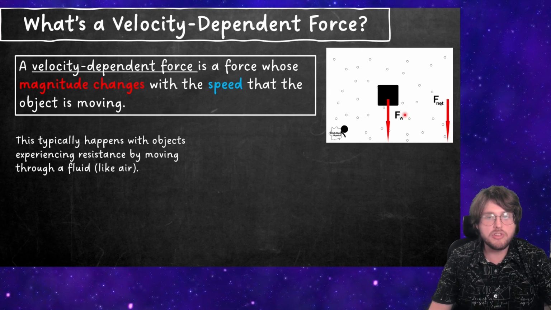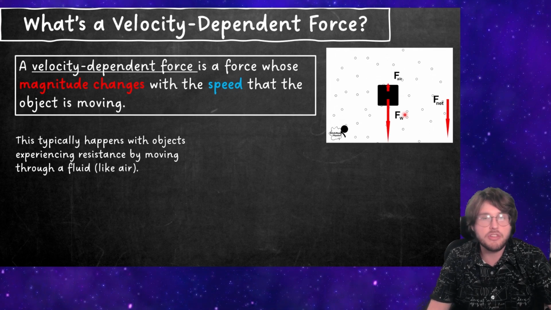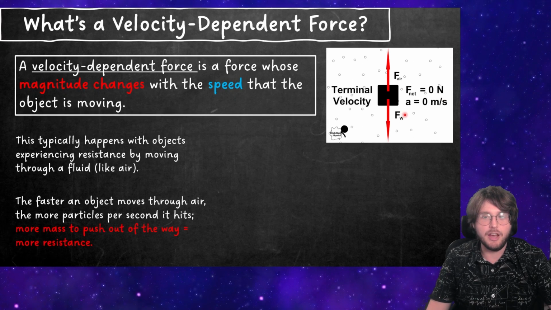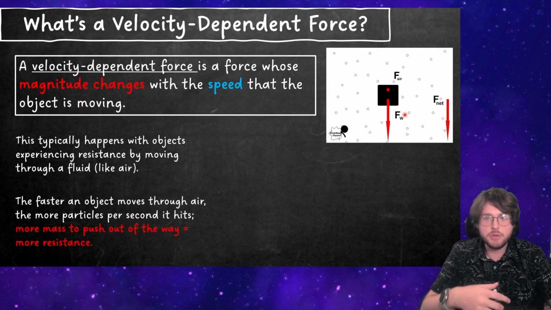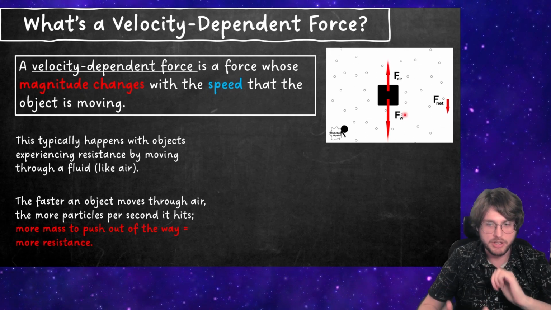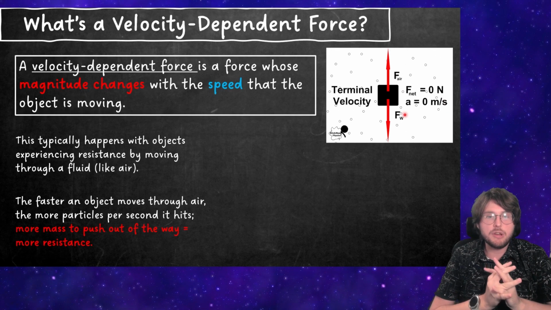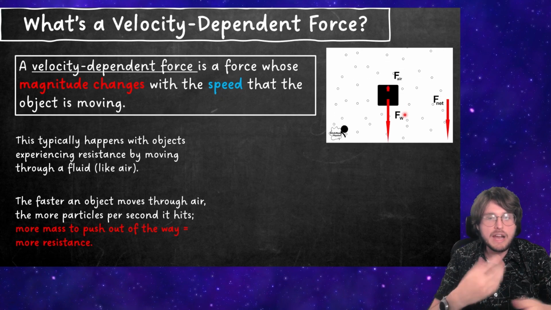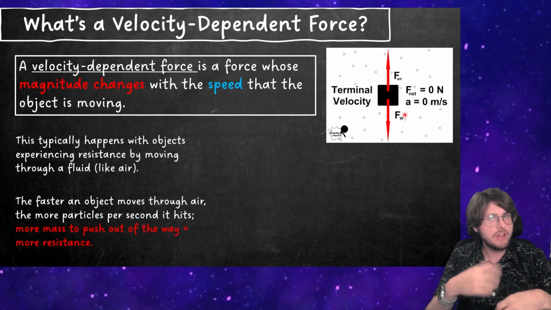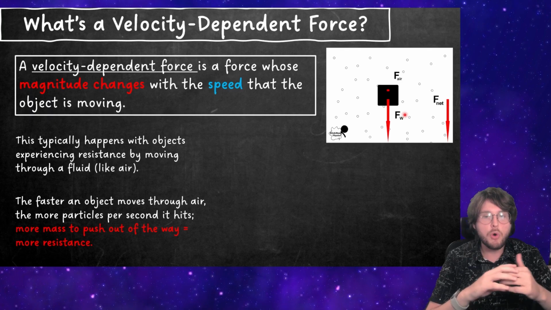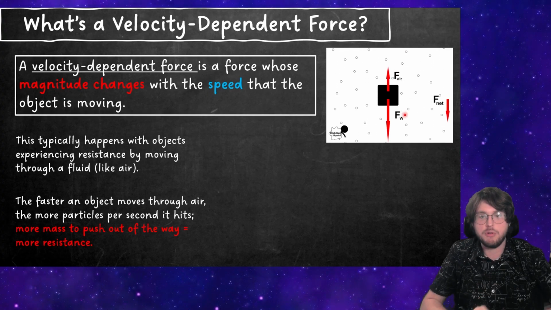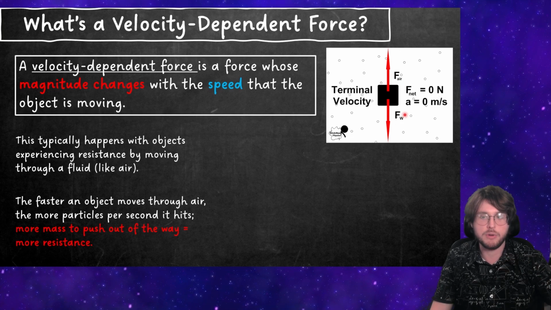So this type of force typically happens with objects experiencing resistance moving through a fluid, like water or air. Yes, air is a fluid. And generally how this is happening is that in a fluid, even though it doesn't feel like it, you are smacking into millions and millions of these little air molecules. And as you accelerate, you're smacking into a higher volume of these molecules every second. And each of these molecules has a little bit of mass. And so the more of those that you're hitting every second means more mass that you're having to push out of the way as you move faster. And that's going to result in more resistance overall.